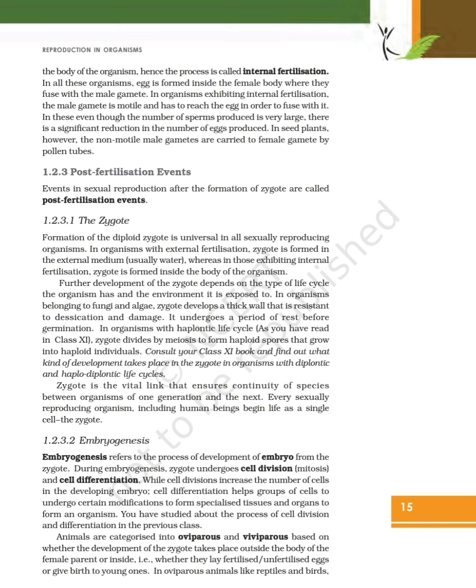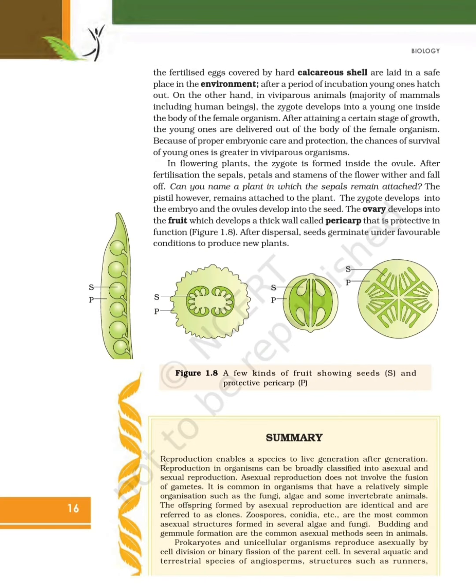Animals are categorized into oviparous and viviparous based on whether the development of the zygote takes place outside the body of the female parent or inside. That is, whether they lay fertilized or unfertilized eggs or give birth to the young ones. In oviparous animals like reptiles and birds, the fertilized eggs covered by hard calcareous shell are laid in a safe place in the environment. After a period of incubation, young ones hatch out.